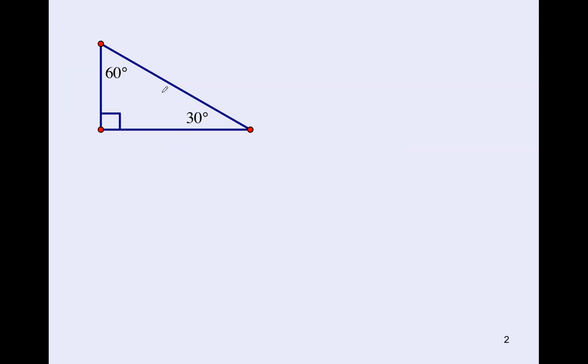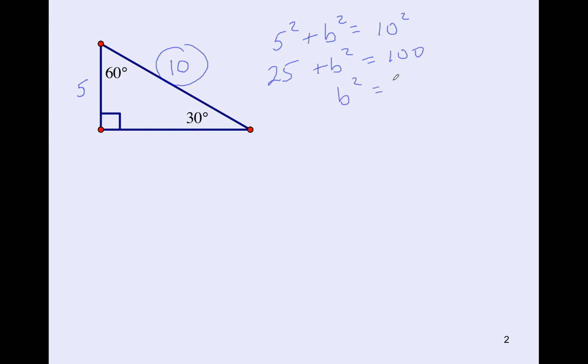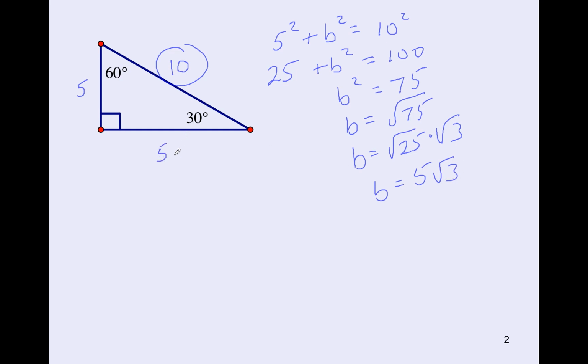Okay? Let's come up here and we'll say that this is 10. Find all the other parts. Okay, well if this is 10, then this has to be 5, and then we do 5 squared plus b squared equals 10 squared. Everything is working out to be using the Pythagorean theorem. Okay, subtract 25 from both sides, square root of 75, square root of 25 times the square root of 3, b is equal to 5 root 3. All right, that's 5 root 3.